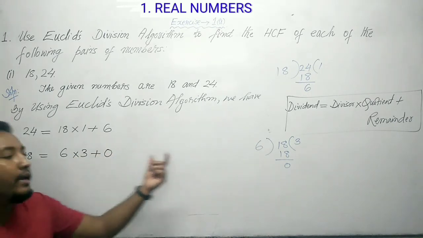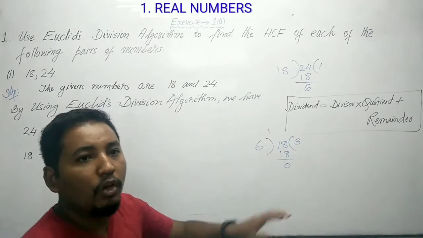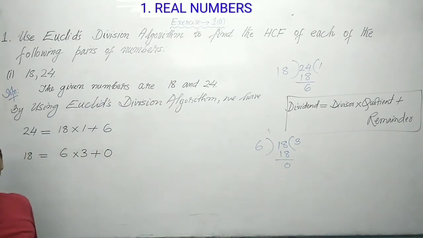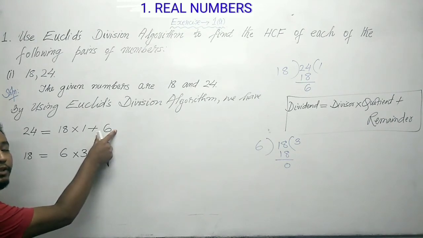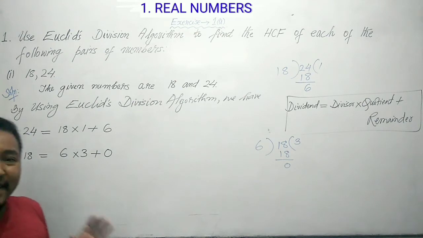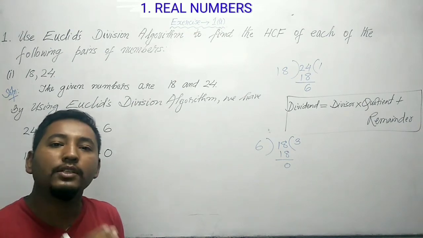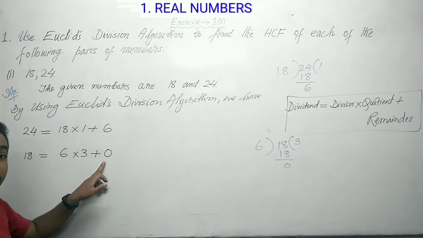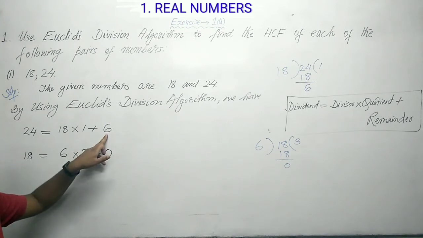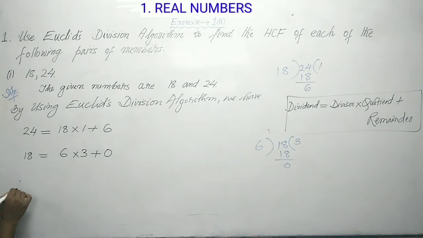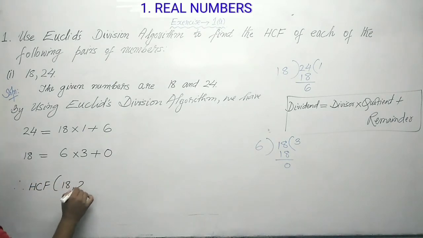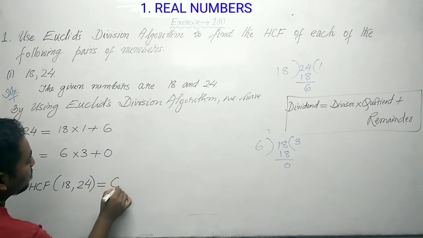Now since the remainder is 0, we cannot divide further, and we already got the answer. This is also a remainder. So what is the HCF? The HCF is the last non-zero remainder. This is a zero remainder. This is a non-zero remainder. Therefore the HCF is 6. Therefore HCF of 18 and 24 equals 6.